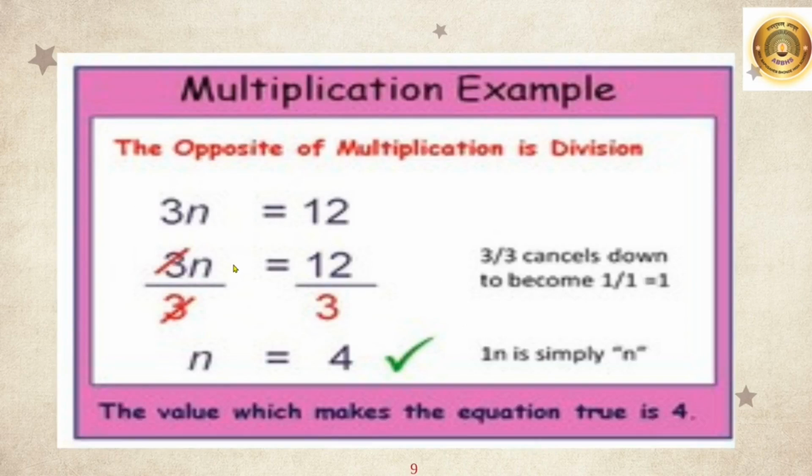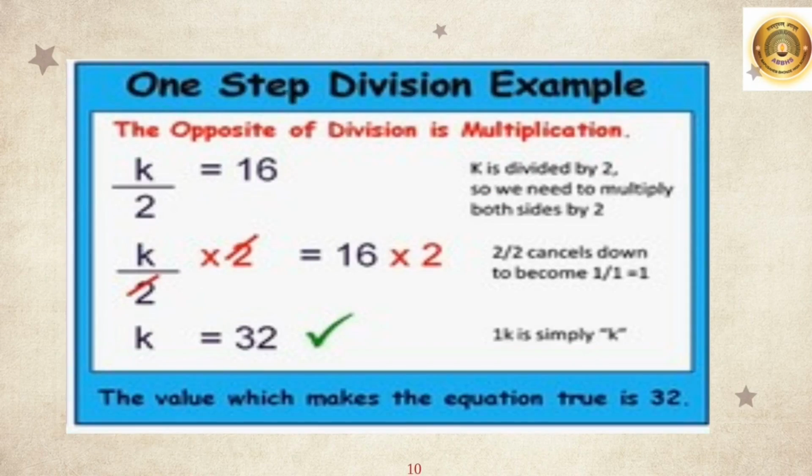This is an example of multiplication. The opposite of multiplication is division. So you have 3 multiplied by n is equal to 12. That is your question. So since it is a multiplication, you divide both sides by 3. So you get the value of n as 4, or in other words, the solution to this equation is n is equal to 4.